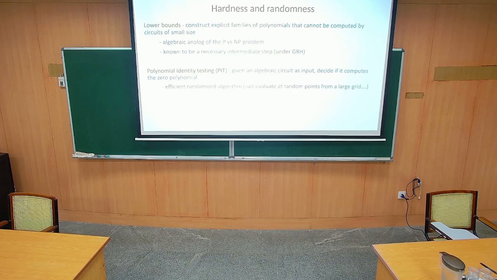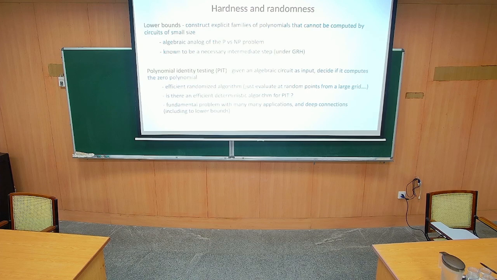Okay, and this has a very efficient randomized algorithm. You just pick some random inputs from a large enough domain and plug them into the circuit. If the circuit computes zero, then you say the circuit computes the zero polynomial. If it gives you a non-zero value, then you know it computes a non-zero polynomial. You can show that this works with high probability over the choice of inputs. So there is a very, very efficient and simple randomized algorithm. We don't know if there is an efficient deterministic algorithm. So this is the question of de-randomization.